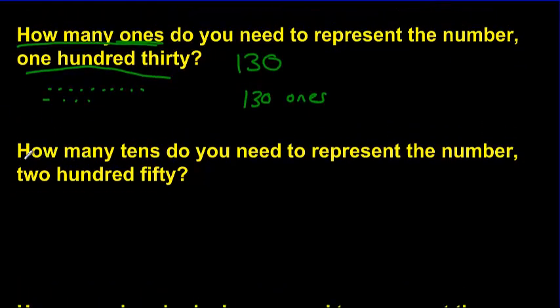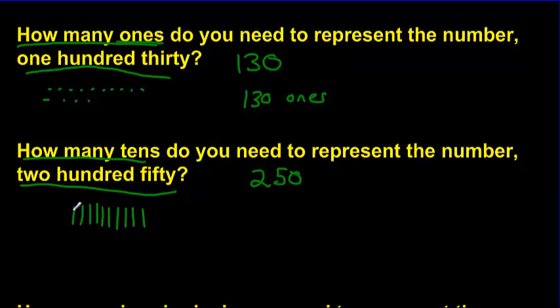For this one, how many tens do you need to represent the number 250? Here's 250. How many tens do we need? Let's see. 1, 2, 3, 4, 5, 6, 7, 8, 9, 10. The value of these is 100. Not enough. We need 250. Here's another 100. That makes 200. Still not enough. I need 250. So I'm going to go 210, 220, 230, 240, 250. There. How many tens? I needed 25 tens.